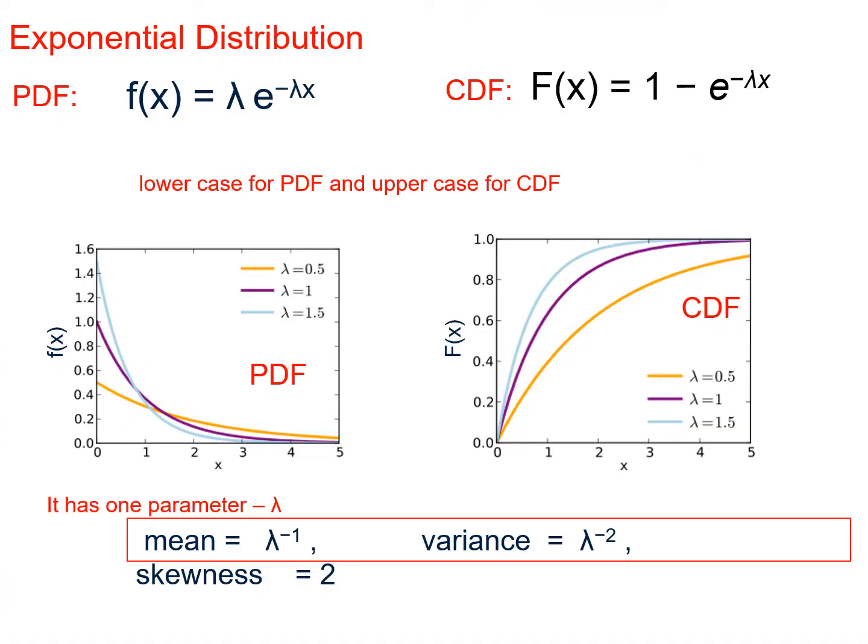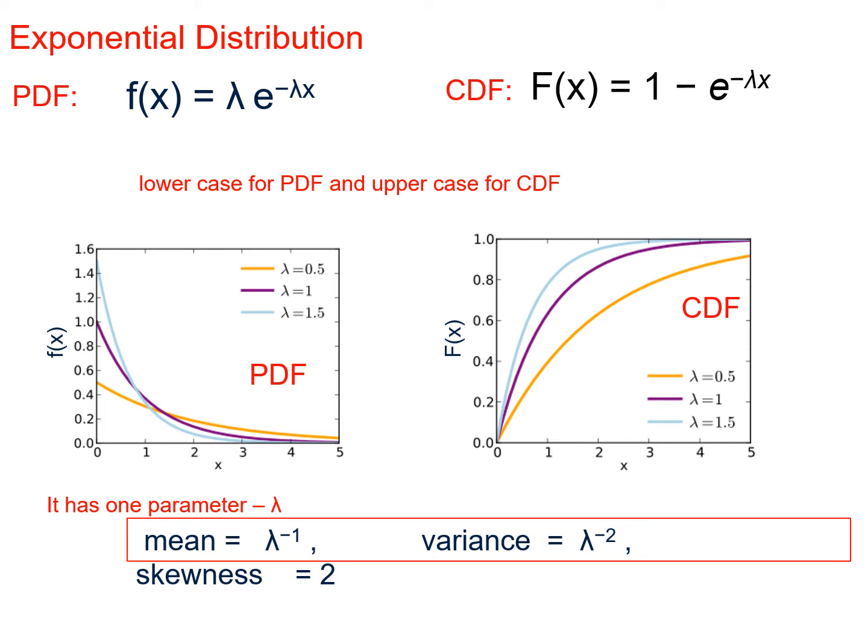This is the exponential distribution. You can see the probability density function f(x) equals lambda e to the power minus lambda x, and that means you have only one parameter. This distribution is called a one-parameter distribution because you just need one parameter, which is lambda. You can also calculate the cumulative distribution function, and the PDF and CDF look like this.